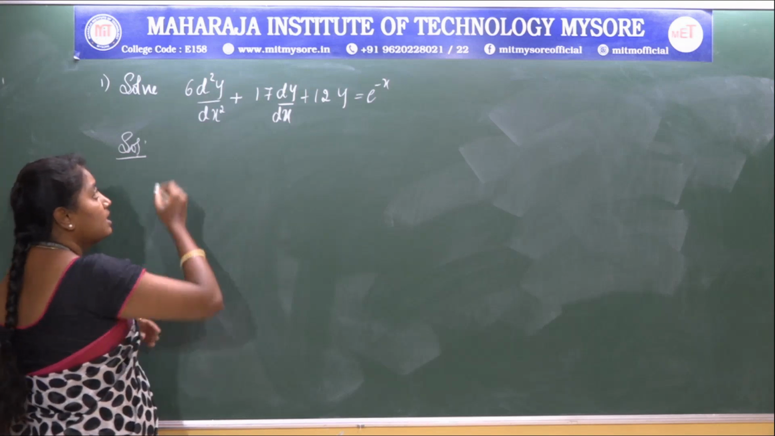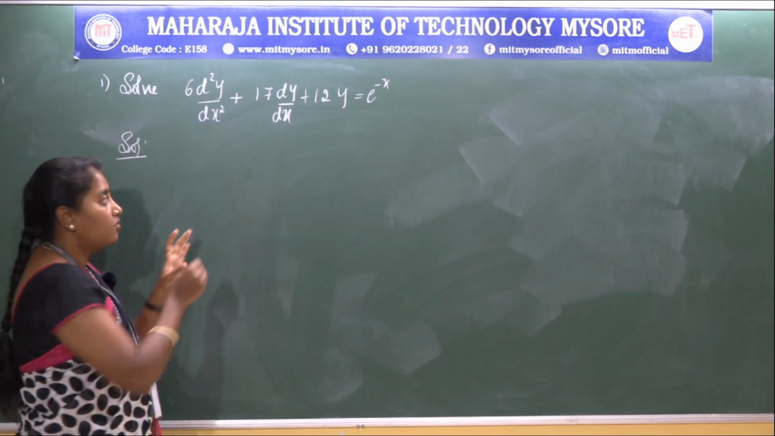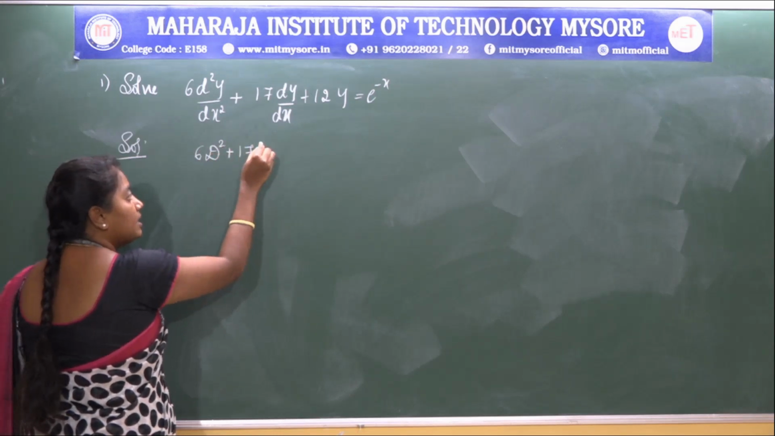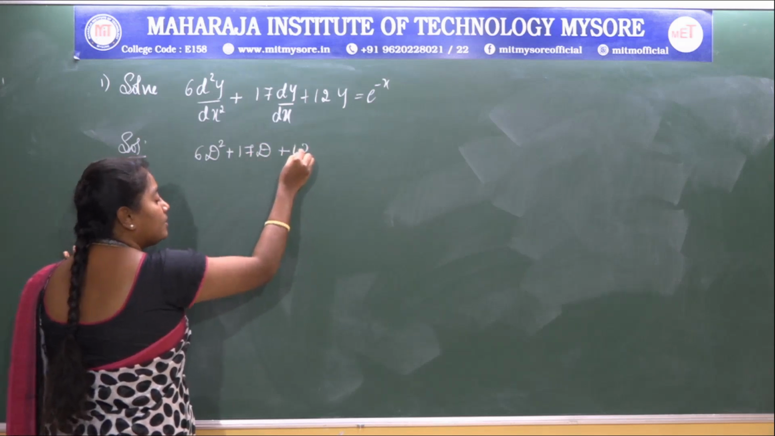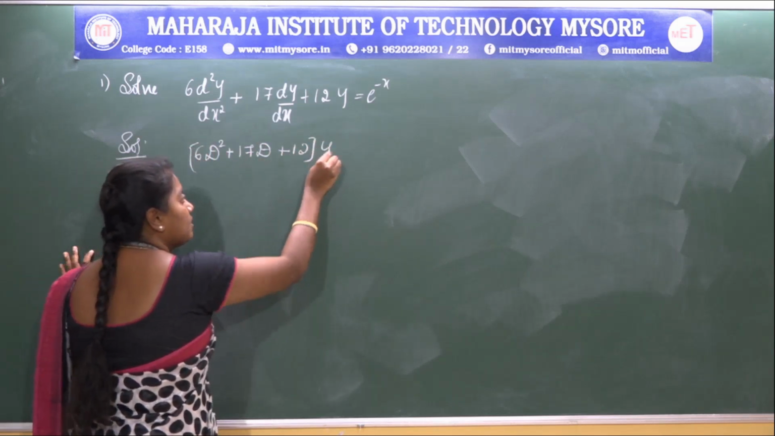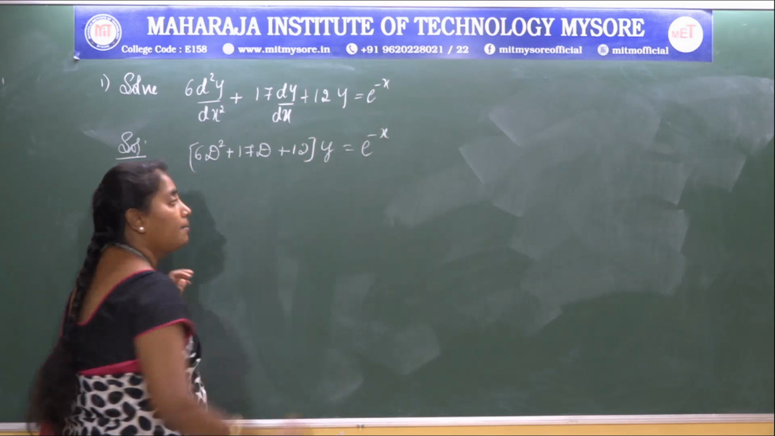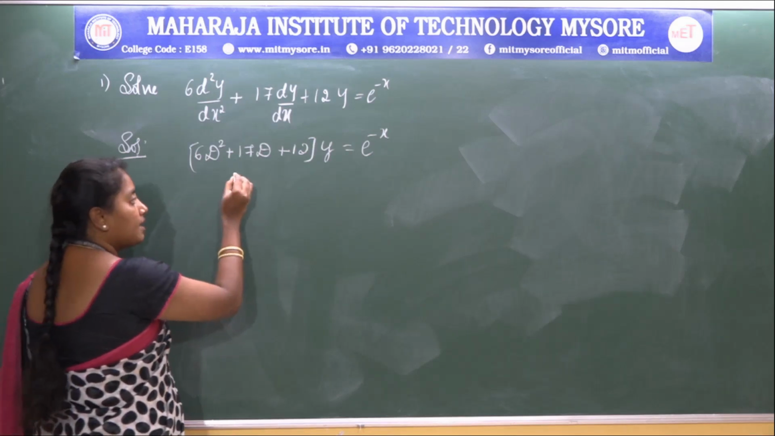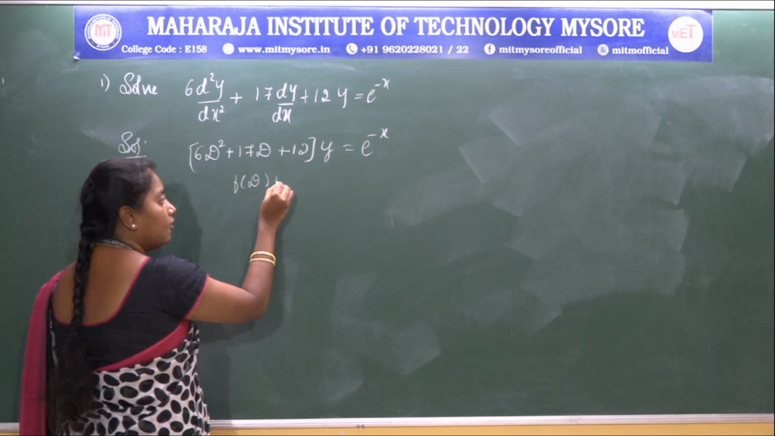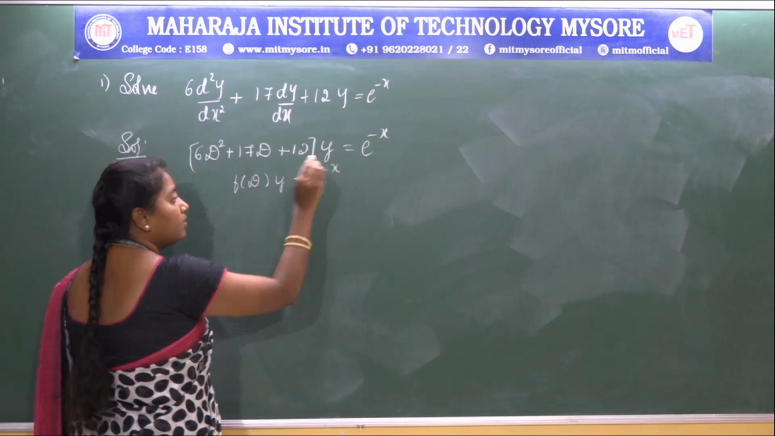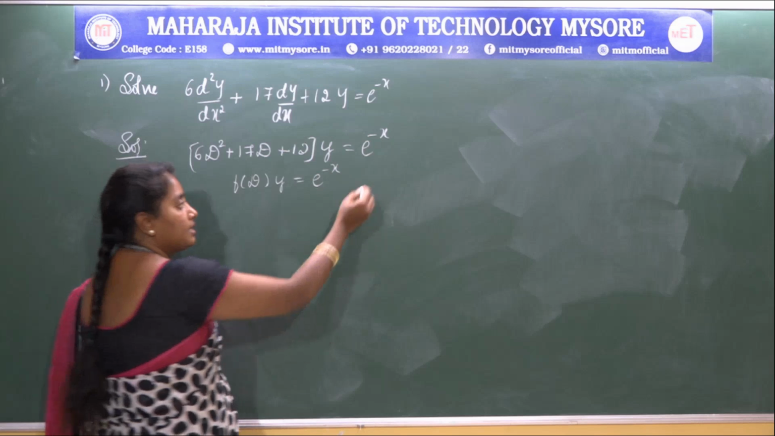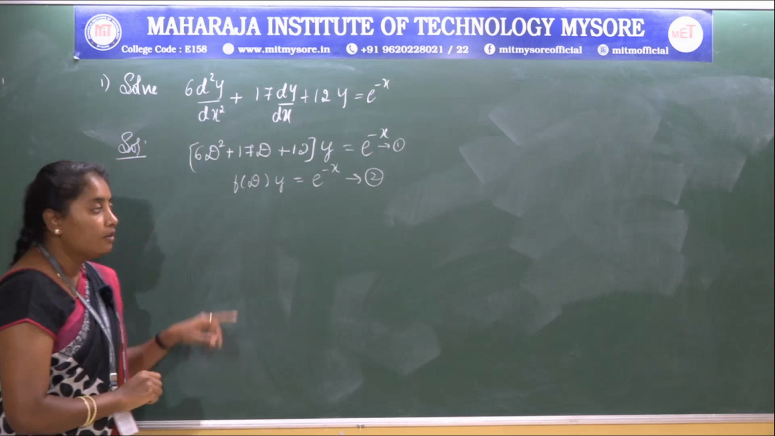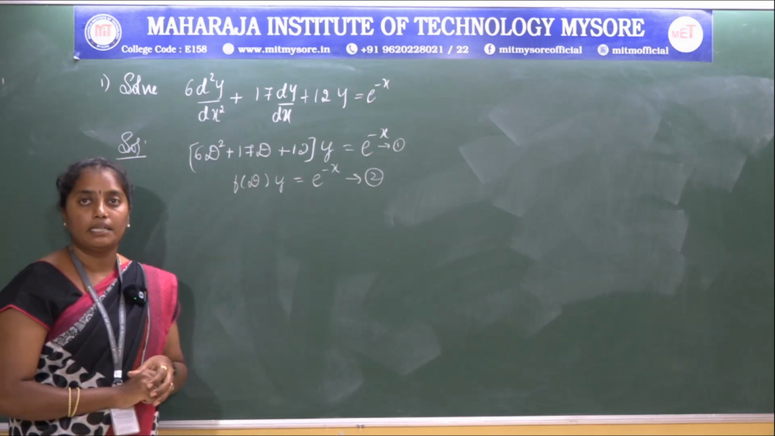So the given equation can be written in differential operator form as 6D square plus 17D plus 12 of y is equal to e to the power of minus x. So this is the differential operator equation. This can be written as f of D of y is equal to e power of minus x. Let us take this as equation number 1 and this one as equation number 2. We will use this result while finding particular integral.